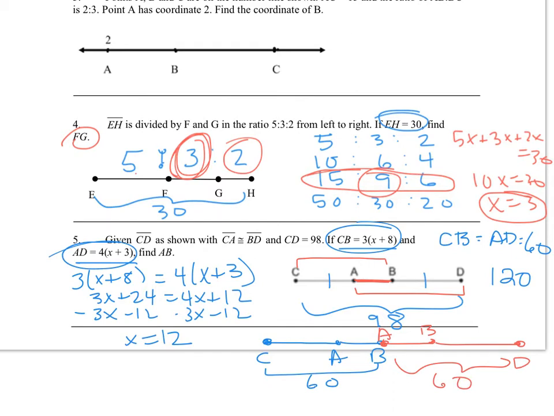So now notice we have AB appearing here twice. So this 120 here has AB appearing twice. The 98 has AB only appearing once. So if we subtract 98 from 120, we get 22, and we can conclude that the length of AB is 22 units.